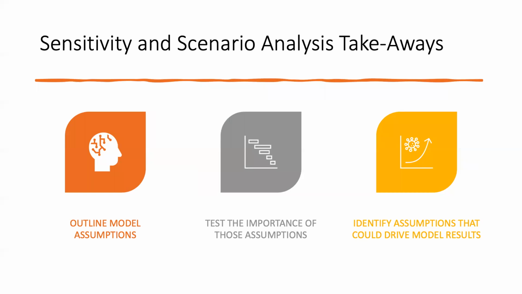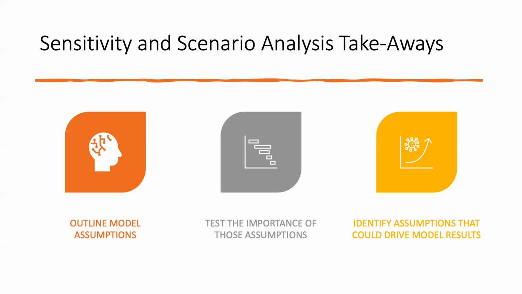So big takeaways to remember about sensitivity and scenario analysis. You need to outline your model assumptions. Your model makes assumptions. Put them down on paper, list them out, then test the importance of those model assumptions. And that's where you use sensitivity analysis for the assumptions about parameter distributions and parameter values, and scenario analysis for assumptions about model structure, population structure, population that you're applying it to. And use those tools, sensitivity and scenario analysis, to identify assumptions that could drive model results.